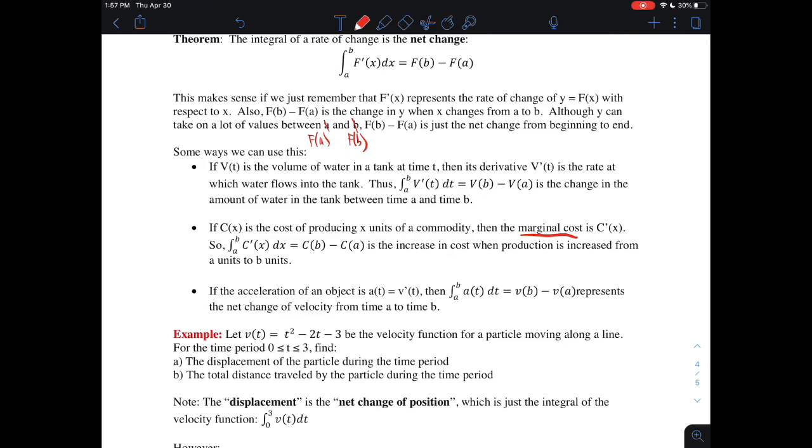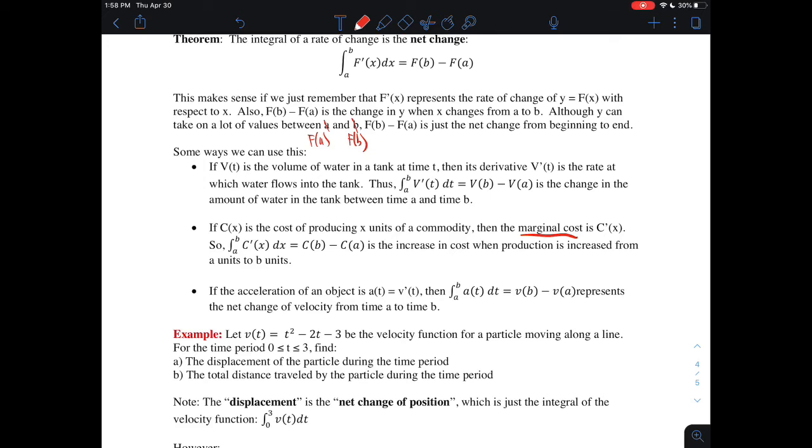And then another interpretation of the net change theorem: if the acceleration of an object is a of t equal to lowercase v prime of t, then if we integrate the acceleration function with the limits of integration from a to b, that's just equal to the velocity at b minus the velocity at a. And this represents the net change of velocity from time a to time b.